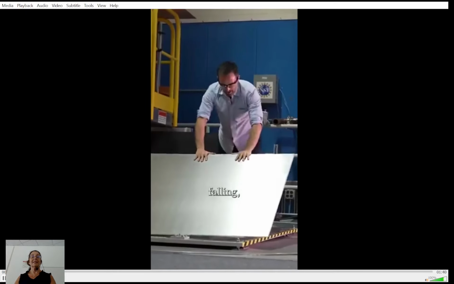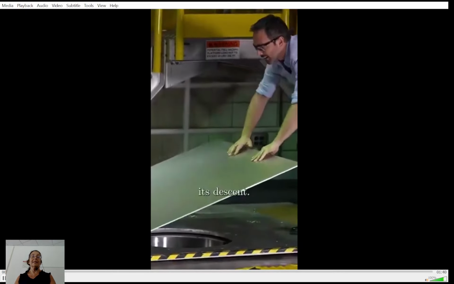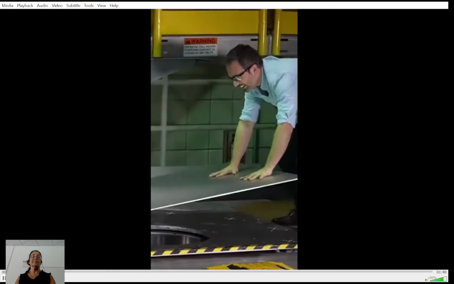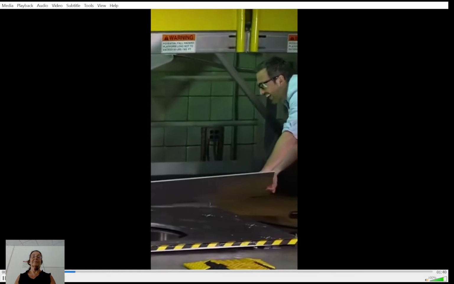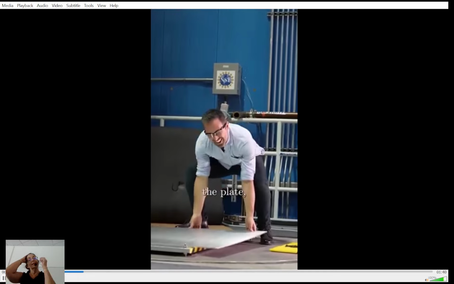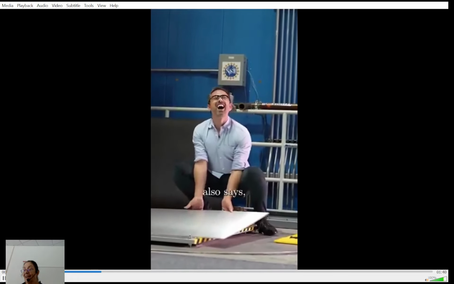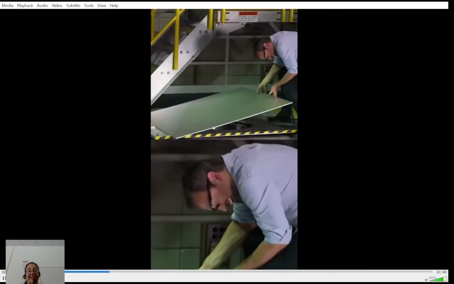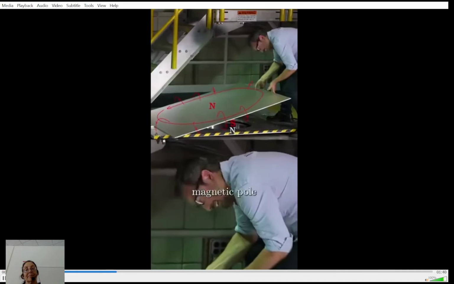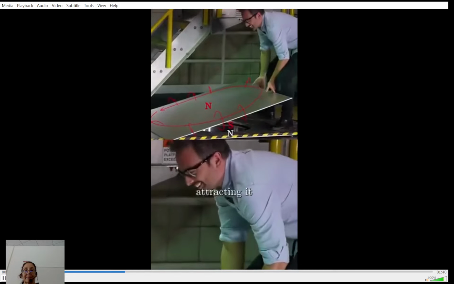If the plate is falling, eddy currents are induced to slow its descent. But if you try to pick up the plate, you can't. Nature also says, no you don't. In this case, a south magnetic pole is induced under the plate, attracting it back to the magnet.